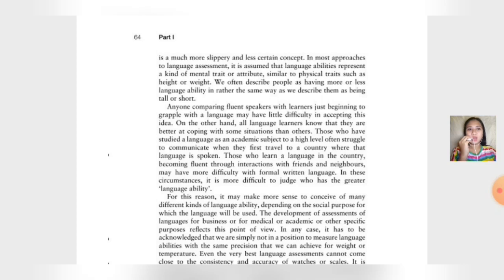Those who have studied a language as an academic subject to a high level often struggle to communicate when they first travel to a country where that language is spoken. Those who learn a language in the country, become fluent through interactions with friends and neighbors, may have more difficulty with formal written language. In these circumstances, it is more difficult to judge who has the greater language ability. For these reasons, it may make more sense to conceive of many different kinds of language ability, depending on the social purpose for which the language will be used.